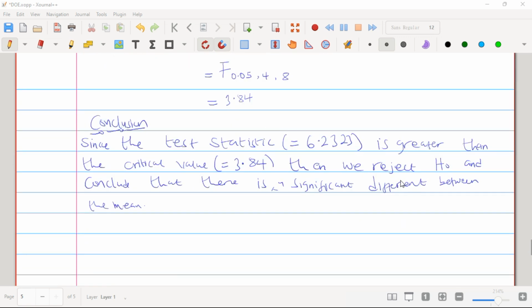So at the end of the day, we are going to say that our F, or the test statistic, is equal to 6.2323, which is greater than the critical value.